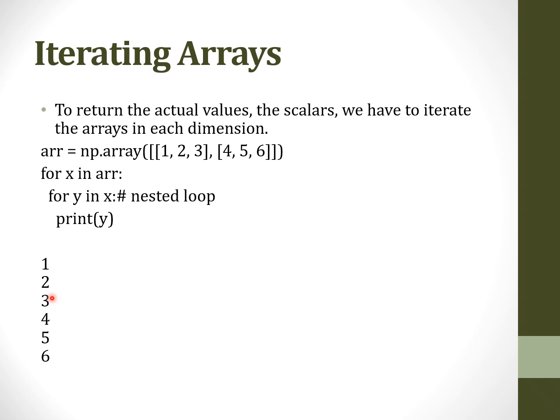But we have to understand the difference from the previous case, where by using only the for x in array loop, each and every row was printed. So if you want to print elements individually like this, then you have to go for a nested loop.